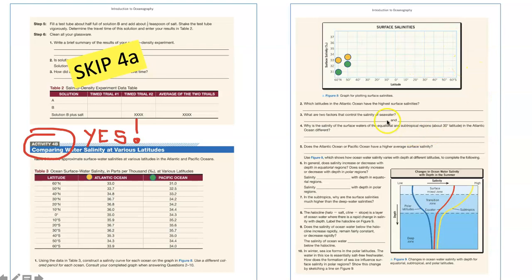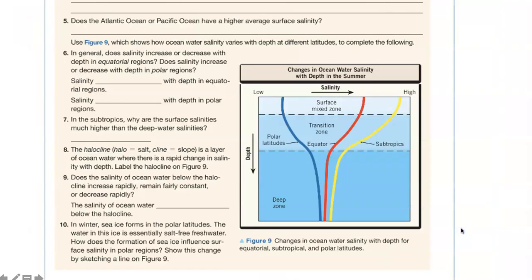Questions 6 through 10 have to do with this figure, so let me blow that up and talk about what this is. This is kind of a graph with no numbers. On the y-axis, we have depth below the surface of the sea. It doesn't give you numbers. It's just the relative depth. We've got the surface, some sort of intermediate area, and deep water. Across the top, we're showing salinity. Low salinity at this end and high salinity at this end. Remember, salinity is how much salt is dissolved in the water.